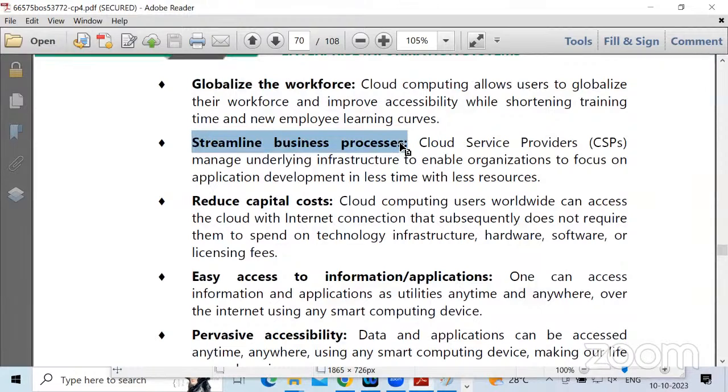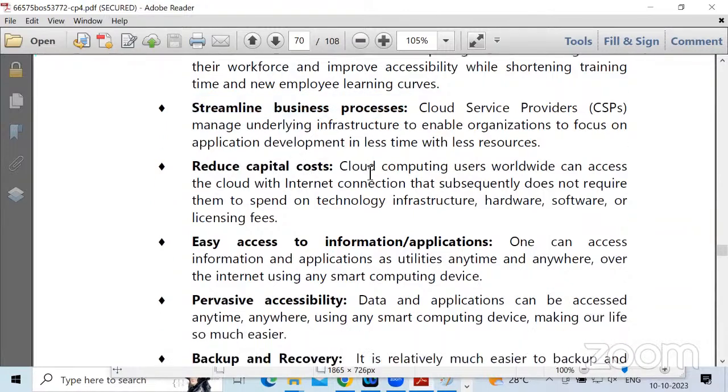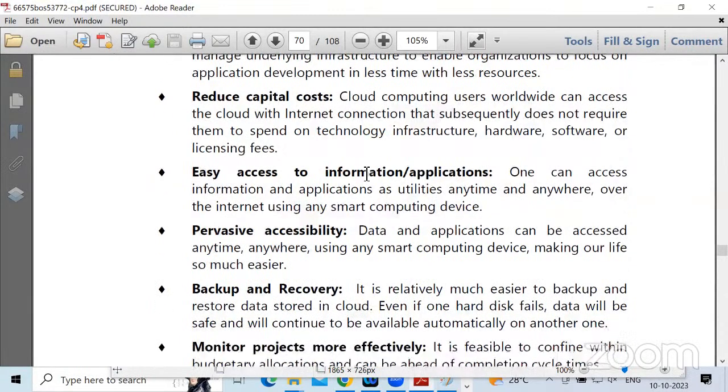Next one is streamlined business processes. They manage the underlying infrastructure to enable organizations to focus on application development in less time with fewer resources. If you are doing it indigenously, it requires the involvement of a huge number of infrastructure personnel, staff, etc. But with cloud computing service providers, you just state the requirement, and they will be able to provide the software, which is either ready-made or can be easily compiled. Thereby the time is utilized properly for improvement in business operations.